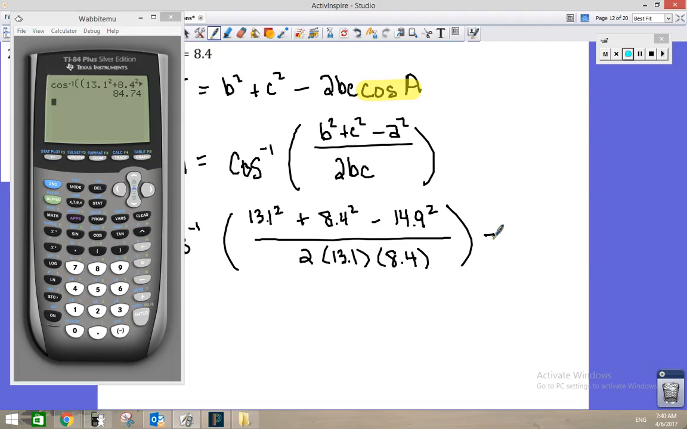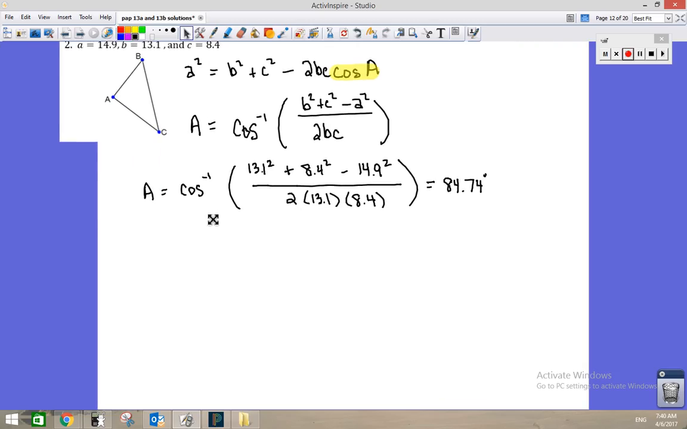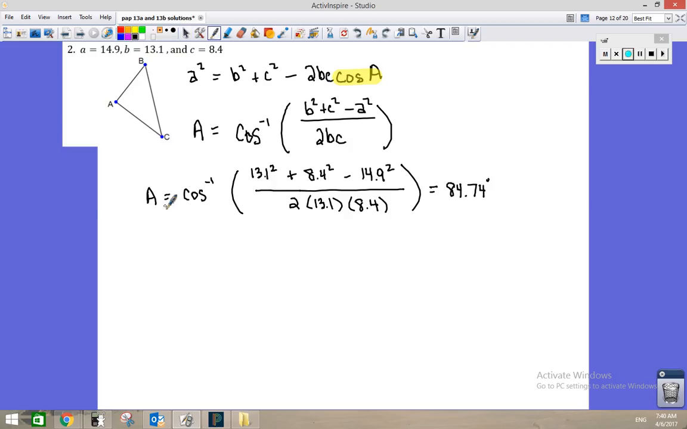Alright, so I'm getting an angle measure of 84.74 degrees. And since that was opposite the longest side, if there were an obtuse angle in this triangle, it would have to be angle A, because angle A is going to be the largest angle. So I can go to the law of sines now. I don't have to worry about taking the inverse sine of an obtuse angle. It doesn't matter now whether I find the measure of angle B or the measure of angle C.